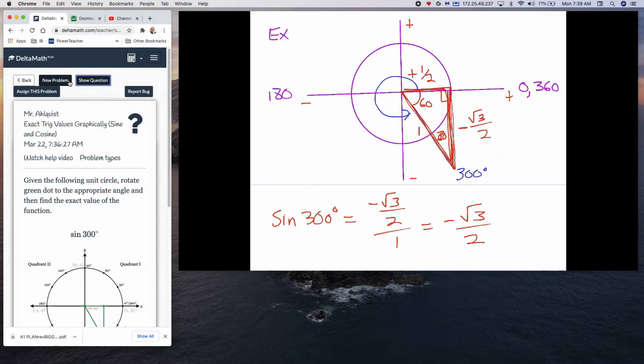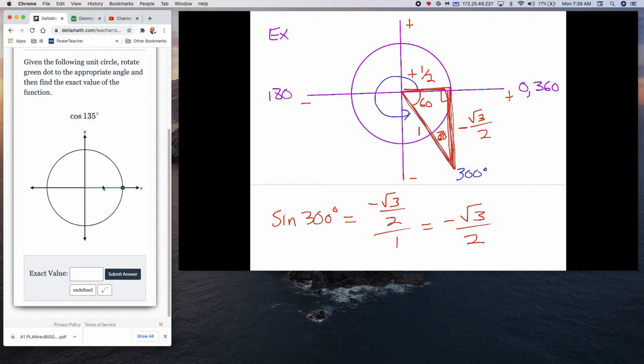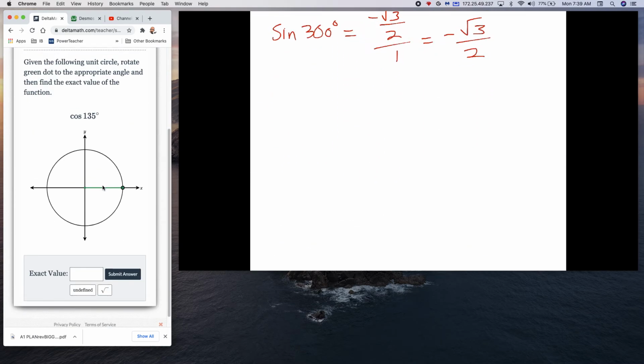Let me show you another problem. Let me do this one, cosine of 135, and then I'll give you time to work on these. So the next one, cosine of 135.